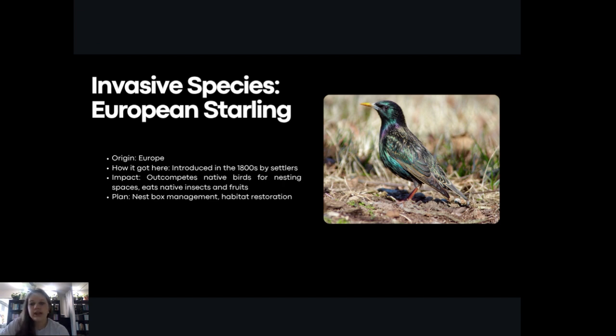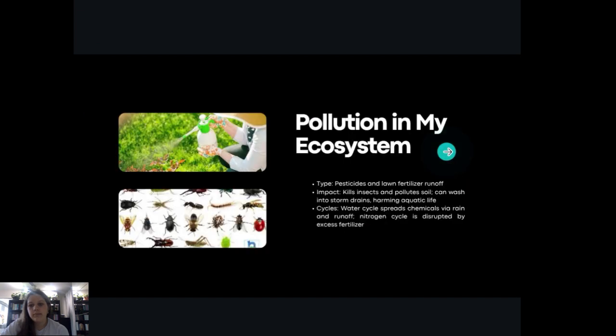They were introduced in the 1800s by settlers from Europe. They outcompete native birds for nesting spaces, and eat native insects and fruits. The plan to help manage them is nest box management and habitat restoration.